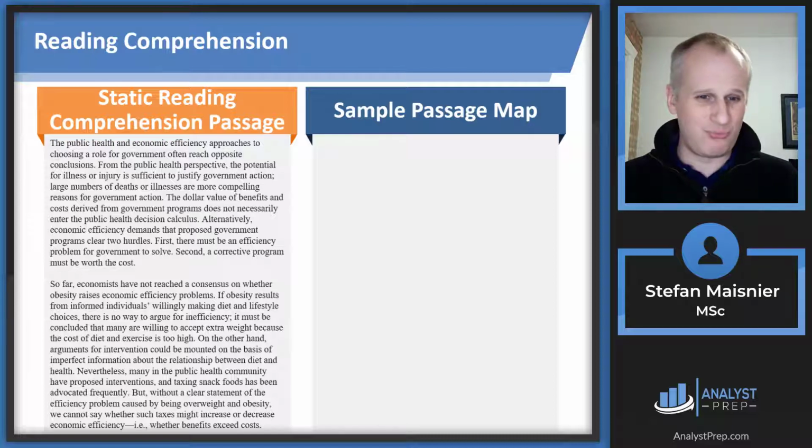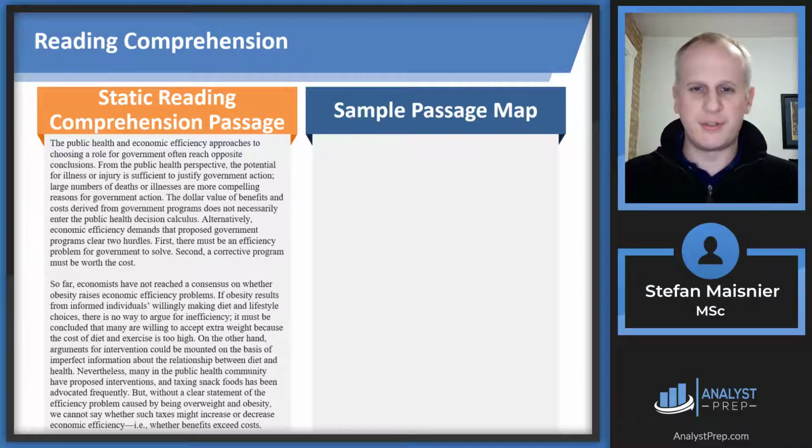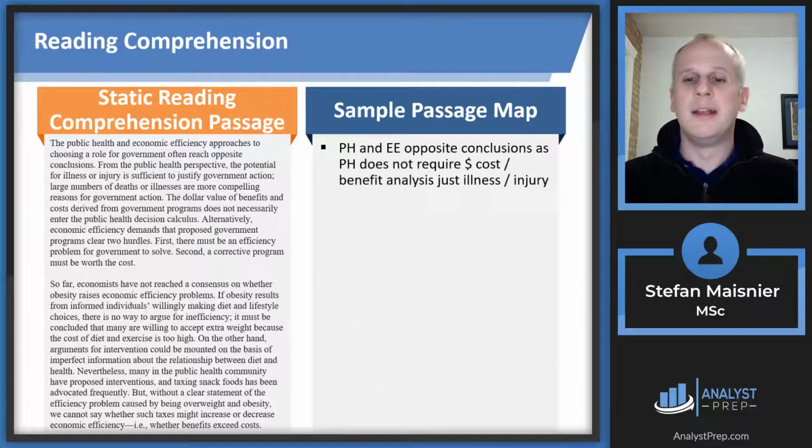So at this point, I'm roughly around 10 lines in this paragraph, and we can see a transition of "alternatively" coming up. So this is probably a good place to take a note. And we'll just abbreviate some of these key terms, like public health and economic efficiency, using their initials. So public health becomes PH, EE stands for economic efficiency, and we see from the beginning, PH and EE have opposite conclusions. And that's the first sentence.